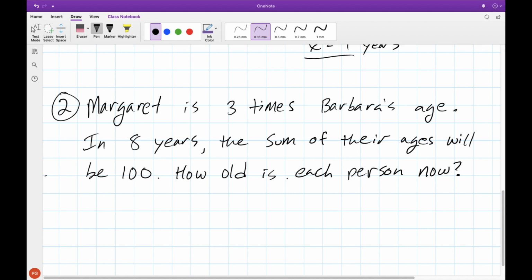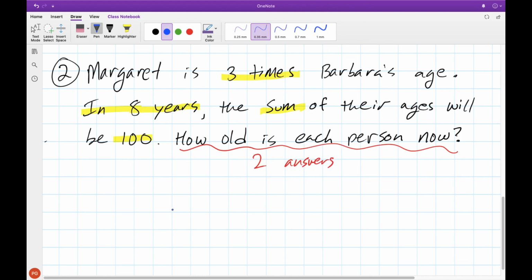Again, take out your highlighter, let's highlight the important information. The fact that she is 3 times Barbara's age is important. In 8 years, we're adding up their ages, we get 100. How old is each person right now? That tells us we're going to actually have 2 answers in this case, unlike our first question where we only had 1 answer, the number of years.